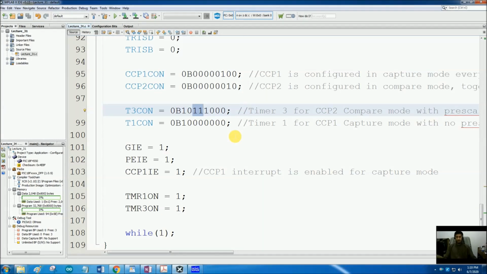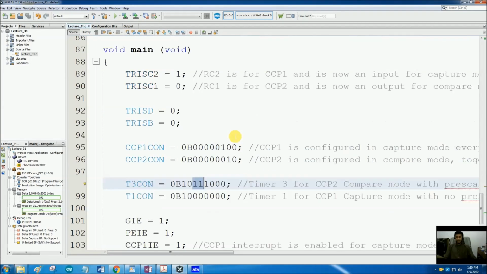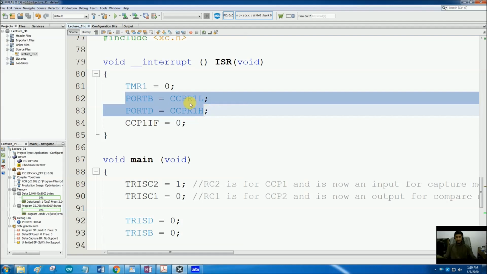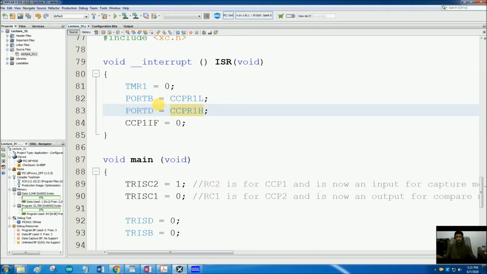Before compiling this code, let me correct 2 mistakes that I made while writing the code in real time. I wrote here CCPR1L is equal to PORTB. That instruction would load CCPR with the value of port B, but actually what we wanted was to display the value of CCPR on port B. So the destination is always on the left and the source is always on the right. We want to transfer the value of CCPR to the port, not from port to CCPR. So I wrote it the other way around. So please correct this. I have corrected it now in this code.